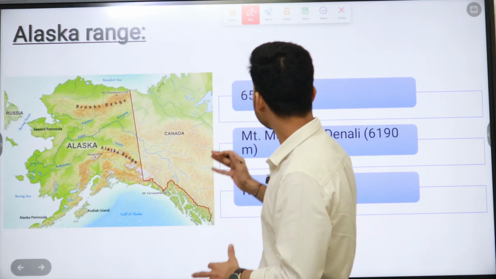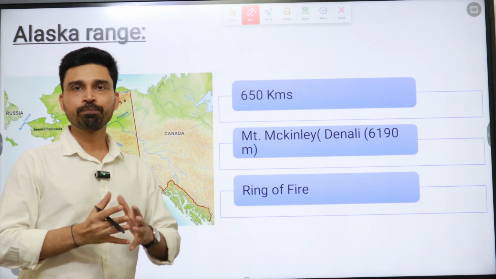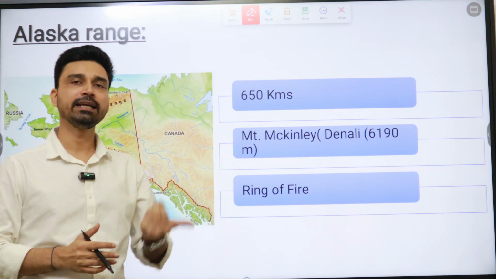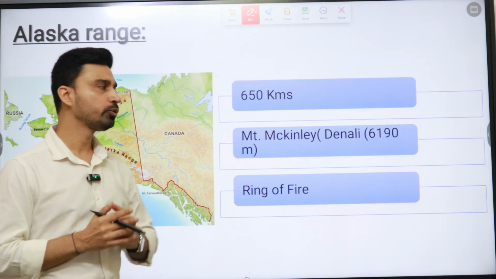This tallest peak is referred to by the name Mount McKinley, also called Mount Denali. The height of this particular peak is about 6,190 meters. Roughly, we can say 6,200 meters, easier to remember.